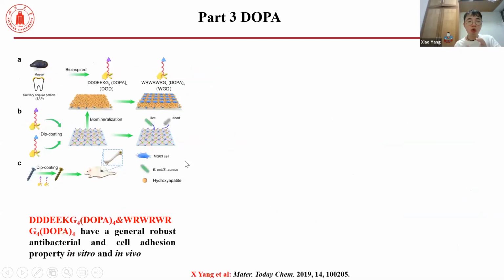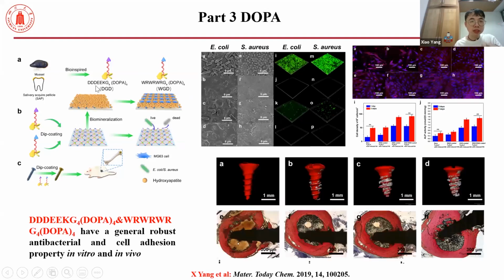So in our research, we retain the DOPA part and use DDDEEK and WR, these two parts, and we mix them on the surface. It not only has biomedical properties, but it can also have antibacterial properties. We did this in vitro and in vivo, and it can also be used to repair wrist bones.